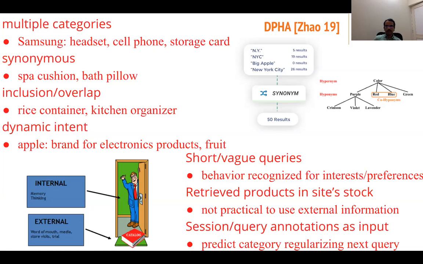Now, short, vague queries: behavior is recognized for interest or preference, and products are retrieved in site stock, so it is not practical to use external information. Session query annotations are the input, predicting the category and regularizing with the next query.